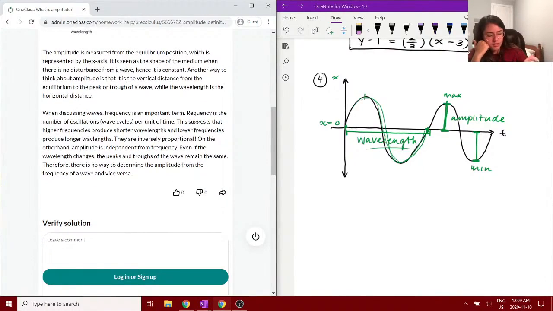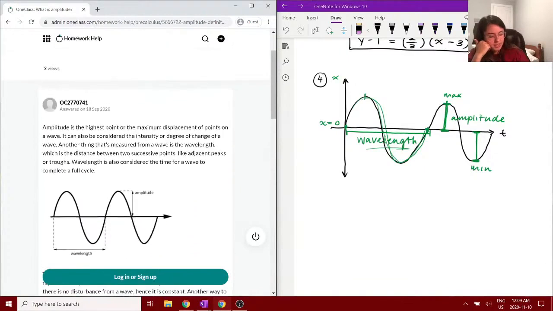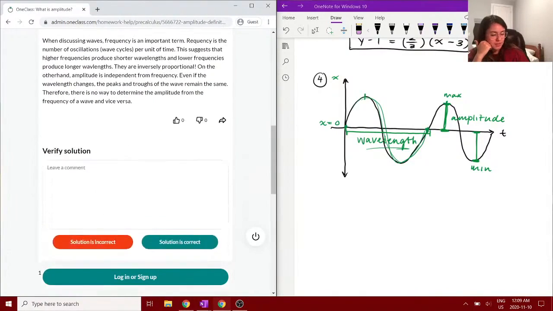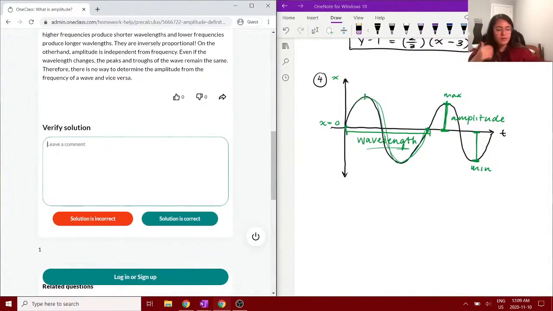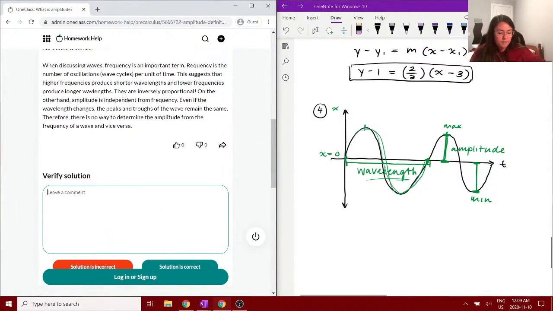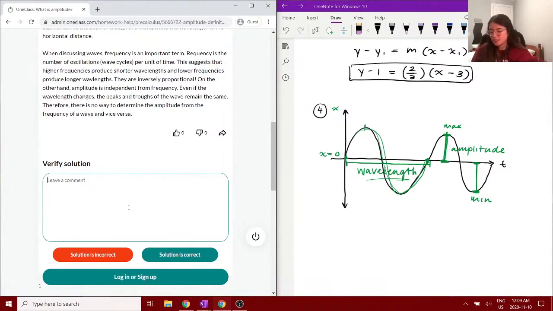It also talks here about frequency. So it says that frequency is the number of oscillations or wave cycles per unit of time. It's not really exactly asked for in this question since we're just talking about amplitude. So I think I'll leave it there. If you want, you can pause the video and read that description as well if you're interested.